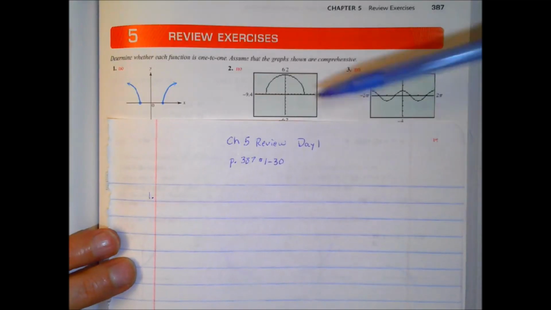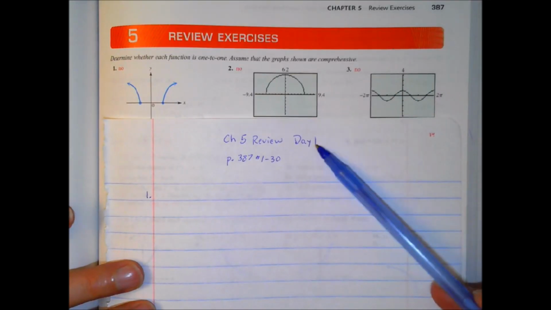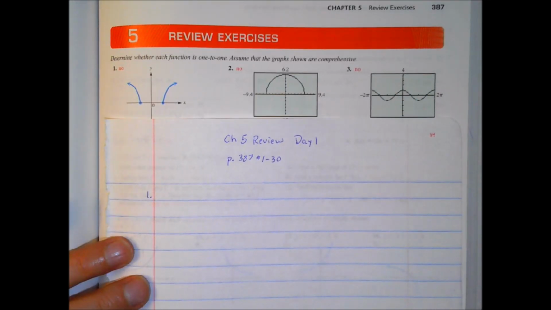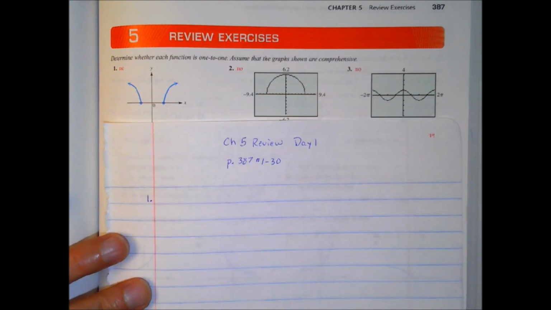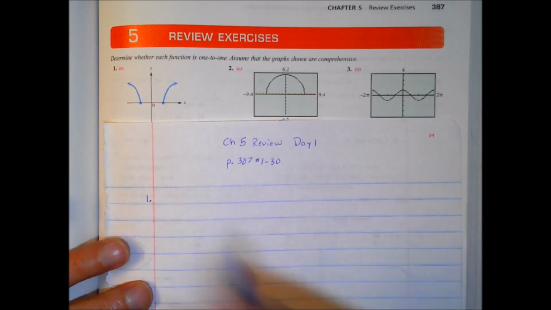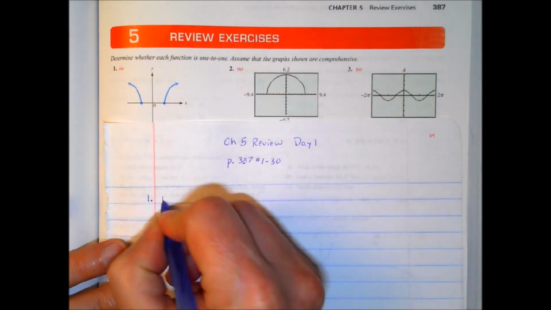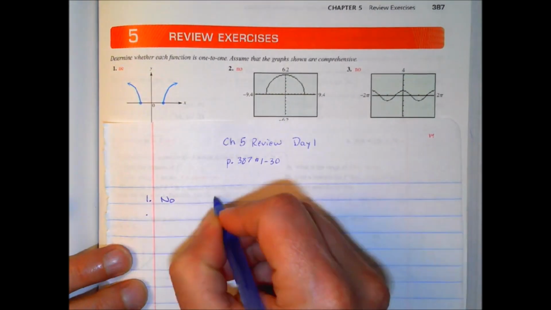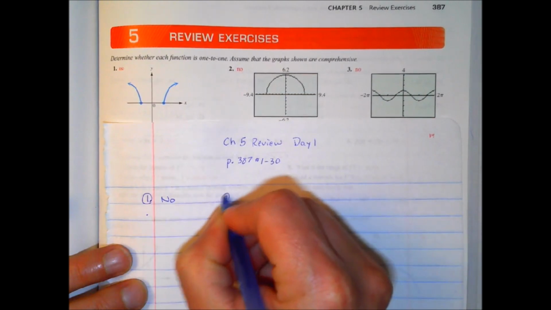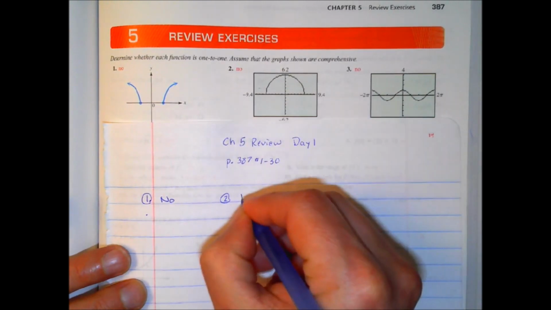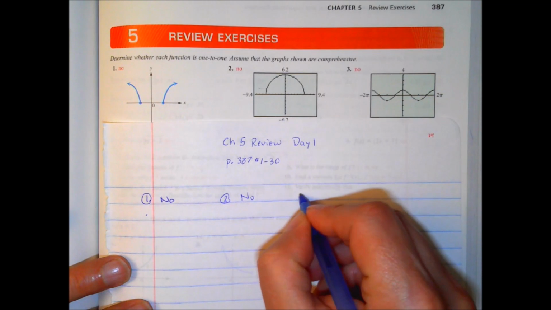Okay, this is a 5.5 review, day 1, so 1 through 30. First, we're going to decide whether it is one-to-one. Remember, it has to pass the horizontal line test for it to be one-to-one, so no, it does not. Number 2, no, it fails the horizontal line test. Number 3, no, it fails the horizontal line test.